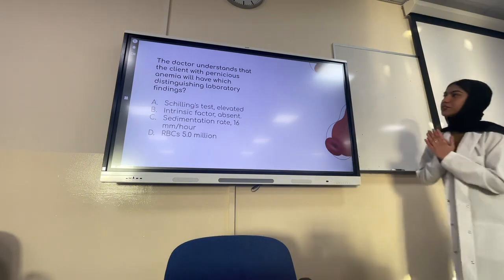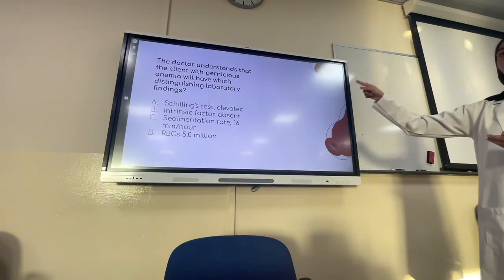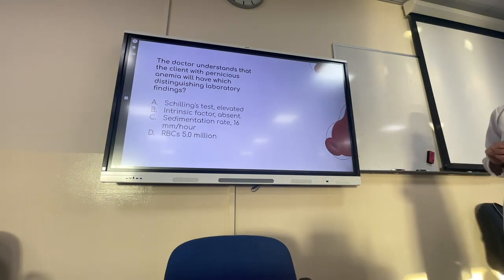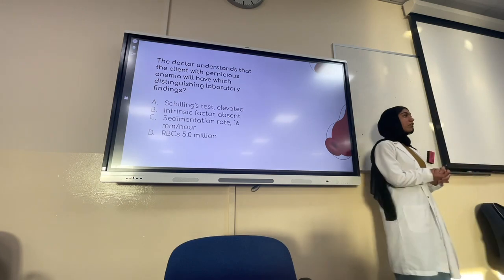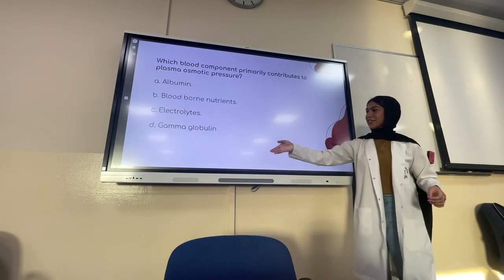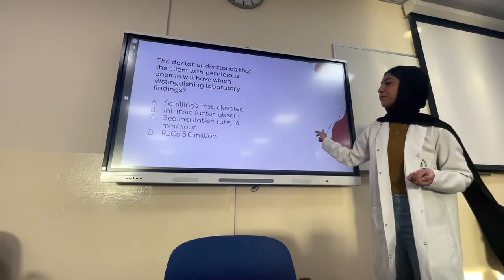The doctor understands that the client with pernicious anemia will have which of the following distinguishing laboratory findings? B. Intrinsic factor is absent. Does everyone think of this? Does this make sense? The other options, did you even take them? I don't think so, right? So sometimes elimination works.